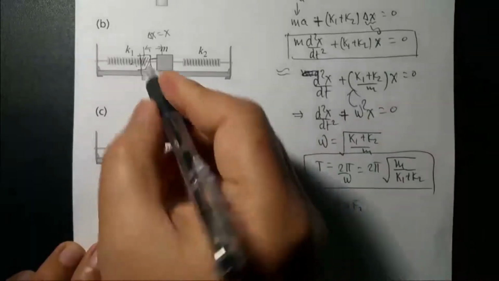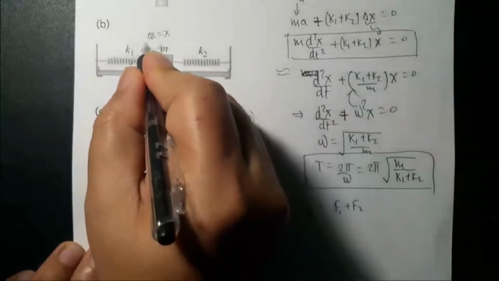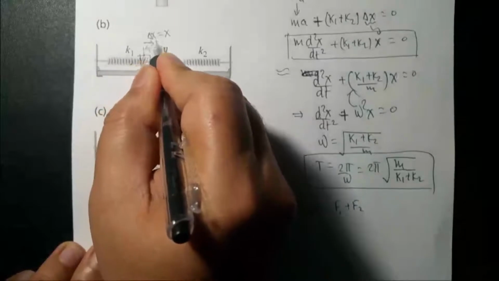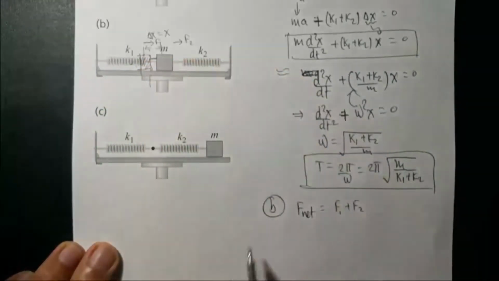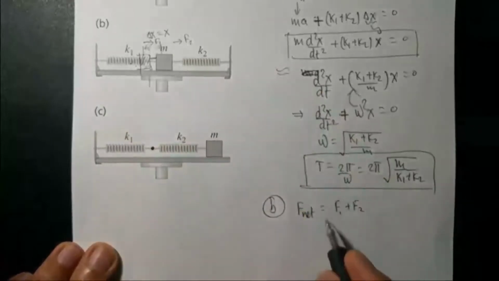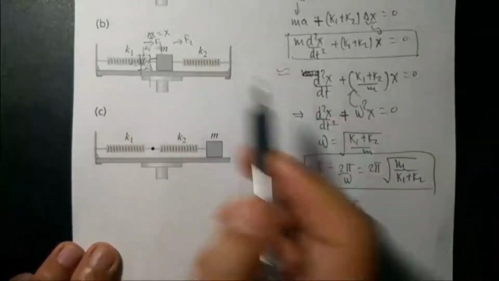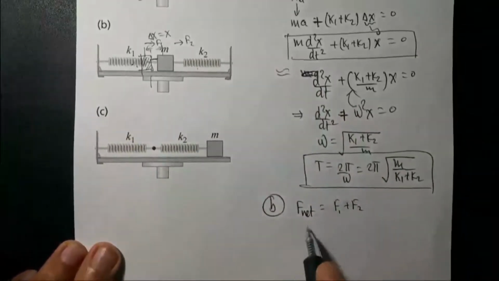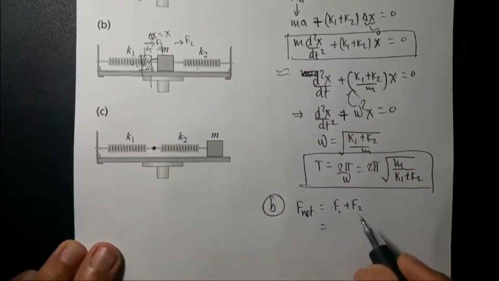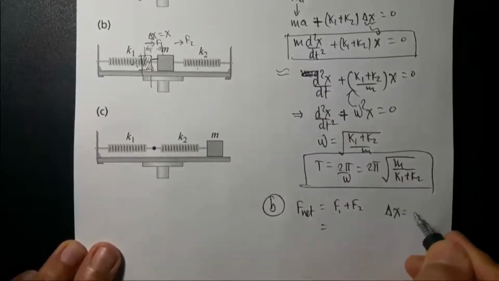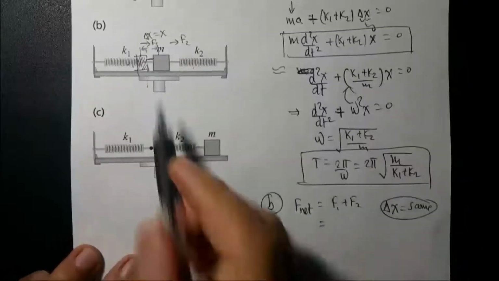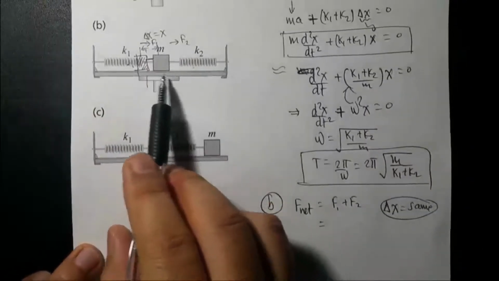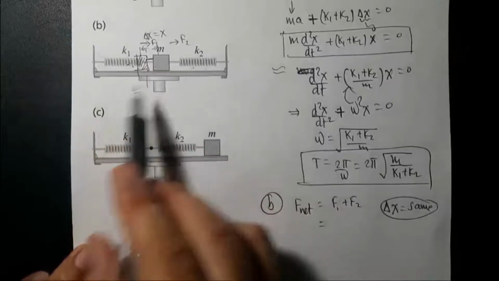The net force will be in the same direction: in this situation this will be F1, and this will also pull in that direction. It is not in the opposite direction. One will push, one will pull, but in the same direction. So this is again the same thing, and delta x is again the same. Delta x, which is elongation or compression, can't be different because they are connected.